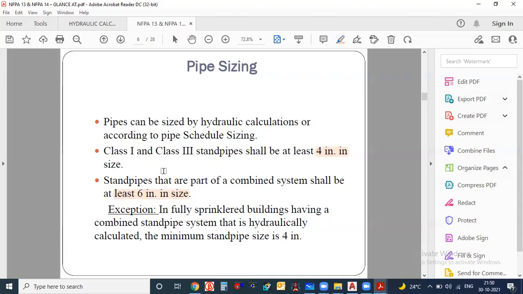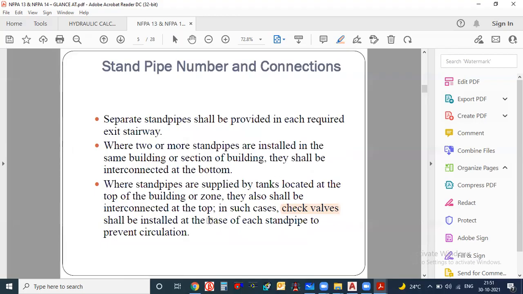Just one second. What I'm asking is, is there any codal requirement? Because we can install it, no issues, but just to ensure, are there any codal requirements in India? Here only they have given, in NFPA 14 only. Wherever we are having 2 or more standpipes, they shall be interconnected, and how you are interconnecting is with the use of check valves. So this particular code is enough, I think. All the points you are saying are written in NFPA 14 only.